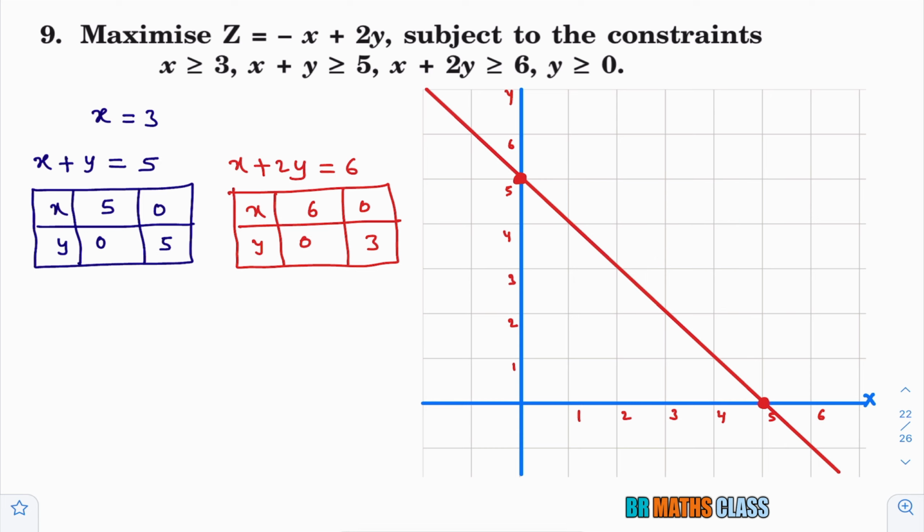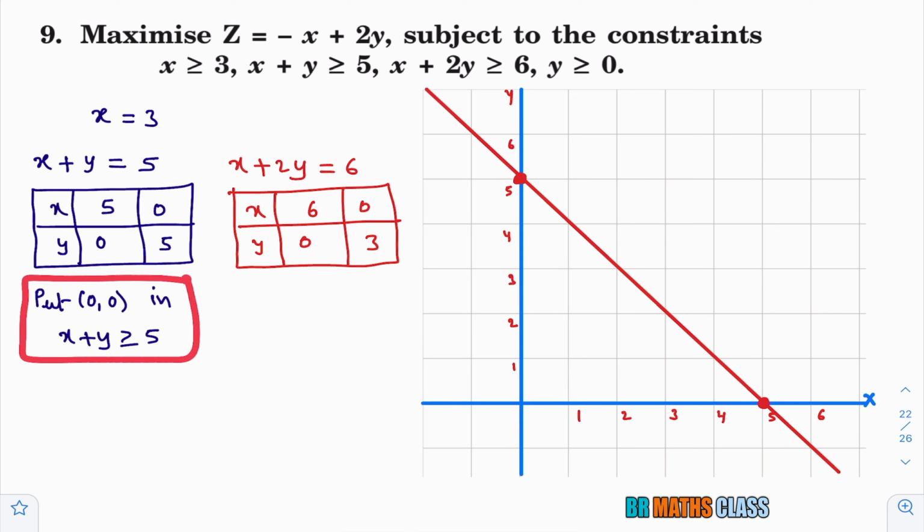As the origin side and non-origin side are present for this line, I'll put 0, 0 in this inequality. In place of x, you write 0. In place of y, you write 0. What will you get? You will get 0 greater than or equal to 5.